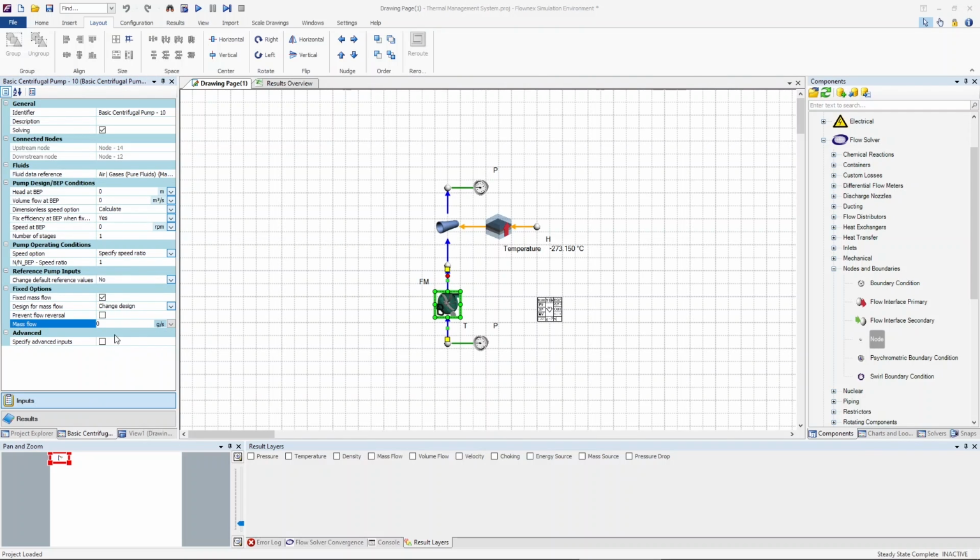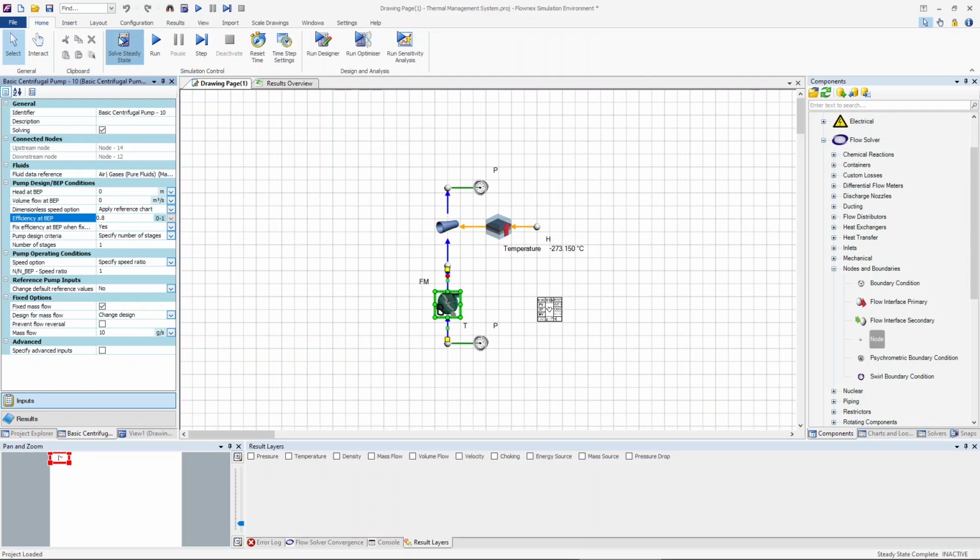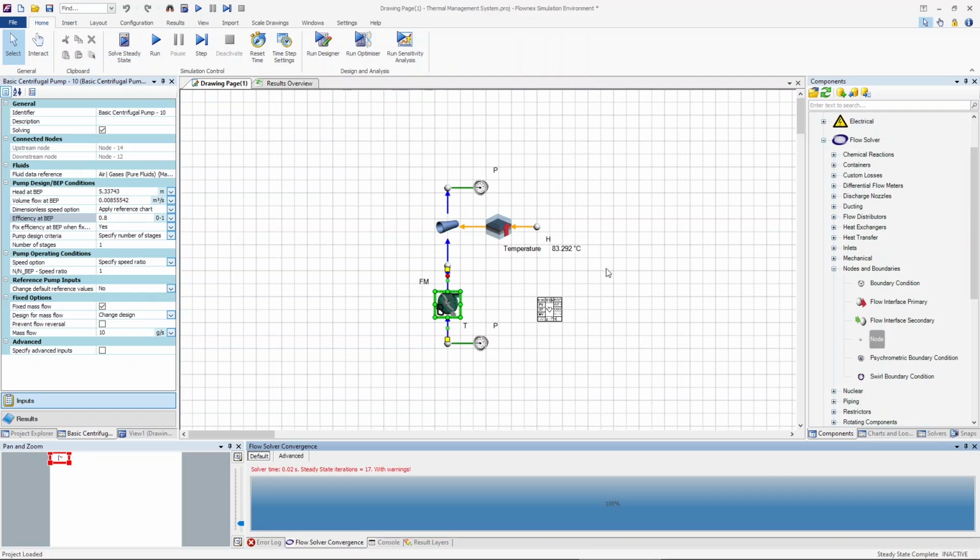So we are going to design this component, and let's start at 10 grams per second. And then we want to apply a reference chart, and let's just give it an efficiency of 0.8 at BEP, or the best efficiency point. And let's see what our temperature is at this point. So currently our fuel cell is at 83 degrees Celsius, which is quite close to what we want to keep it at, which is typically 80 degrees Celsius.